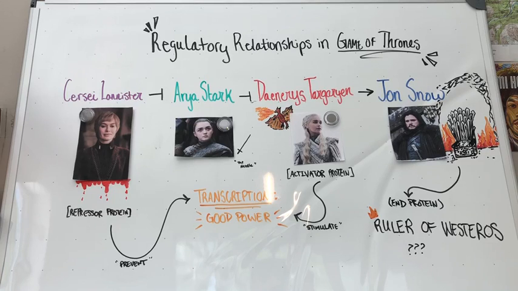Negative control is another way of describing the regulatory repressor protein. This protein binds to DNA to prevent transcription. We can relate the repressor protein to Cersei Lannister, an out-of-touch, entitled monarch who will do anything to gain power no matter how many lives it costs. In our story, Daenerys, the activator protein, is trying to stimulate good power, or transcription, while Cersei, the repressor protein, is trying to prevent it.